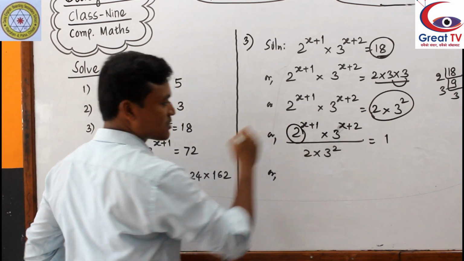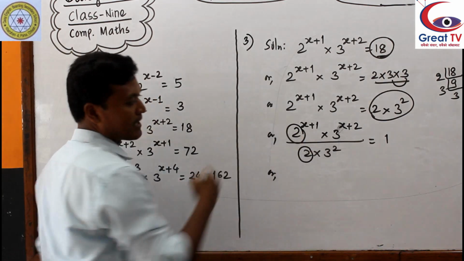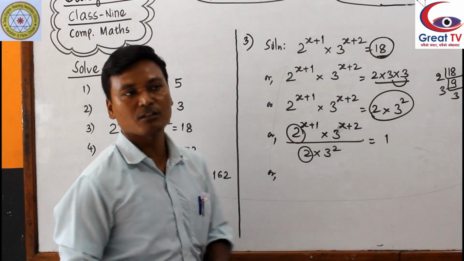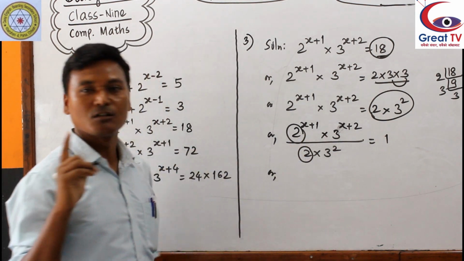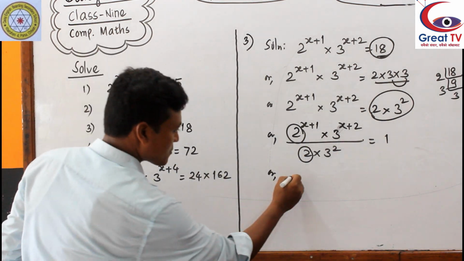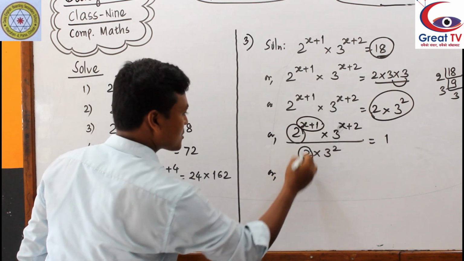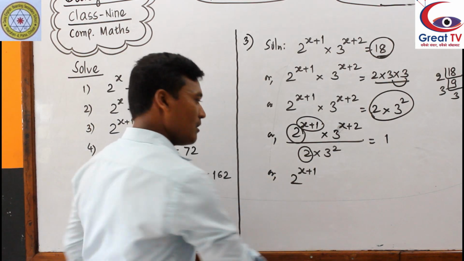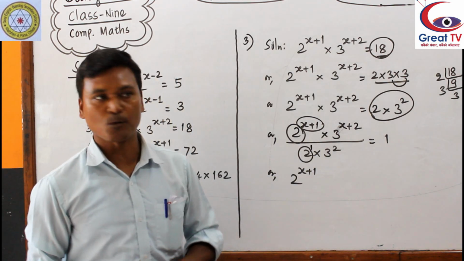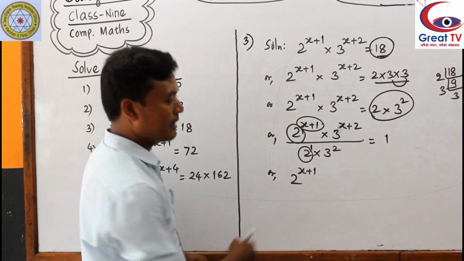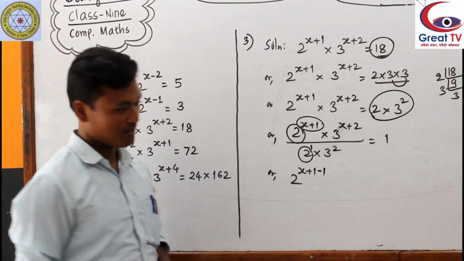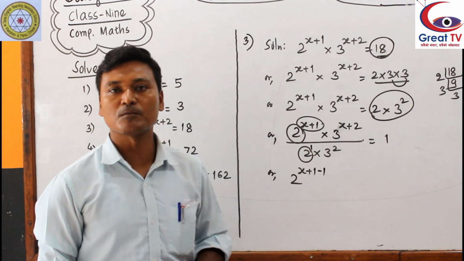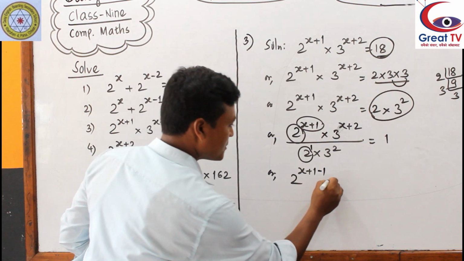Here we have the base 2, and downside we also have the base 2. We have a division relation, and you know very well that in division we subtract the powers. So let us use that concept. 2 to the power, upside we have x plus 1. Downside we have 2 to the power, no power means plus 1 power. When we take plus 1 up, that becomes minus 1. Plus 1 and minus 1 cancel.